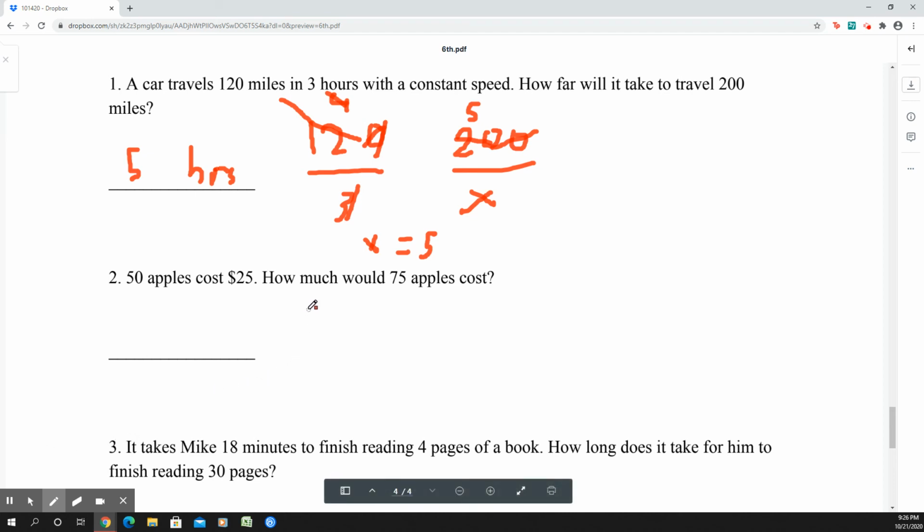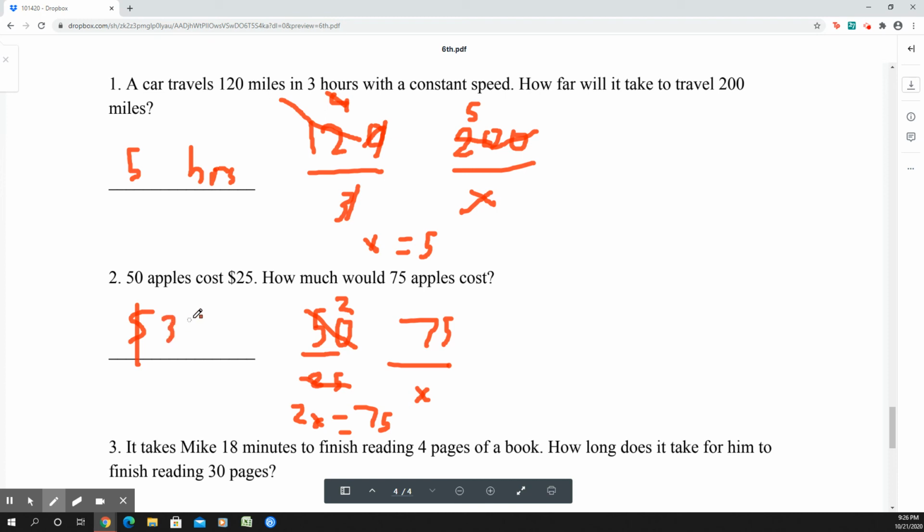So you buy 50 apples, you pay $25. So then you buy 75 apples, and how much do you pay? So then you divide that by that, you get a 2. And so you multiply across, so 2x is equal to 75. And so x is equal to 75 over 2, which is $37.50.